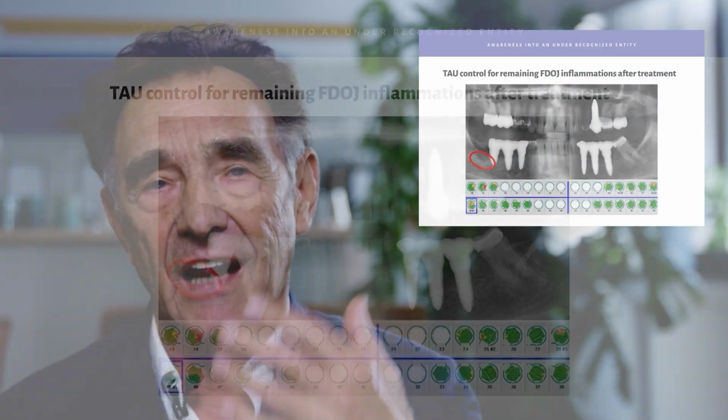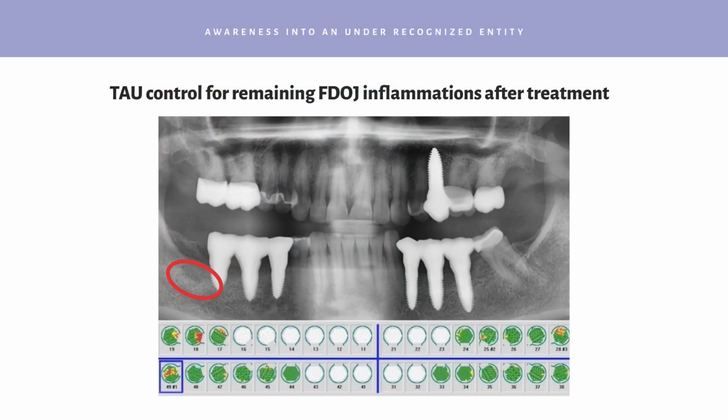So in this lady, we have a chronic, tremendously overexpressed RANTES input. This is what we did: taking out all these metals, taking out the implants, cleaning out the jawbone areas where we found the FDOJ. And this is the ultrasonography after 6 months.